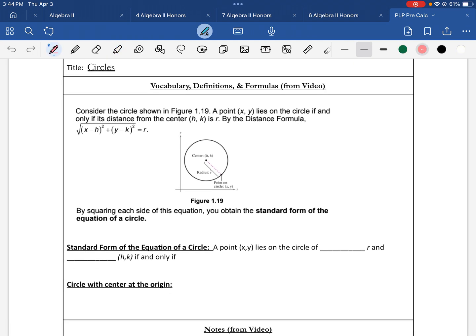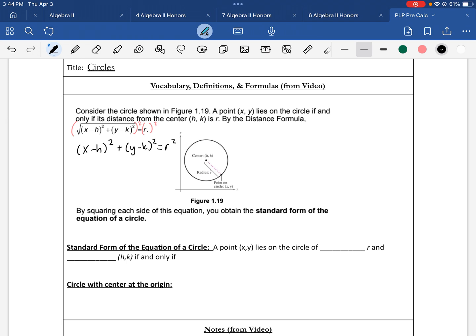Okay, by squaring each side of this equation, you obtain the standard form for the equation of a circle. So, I'm going to go ahead and show that. Square both sides. The standard form of the equation of a circle is (x minus h) squared plus (y minus k) squared equals r squared.